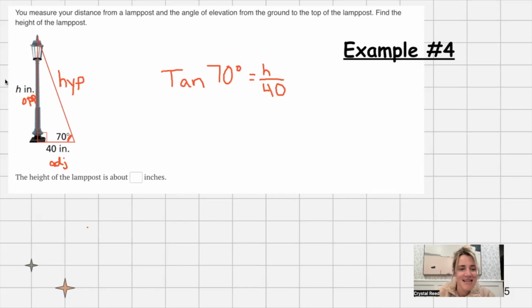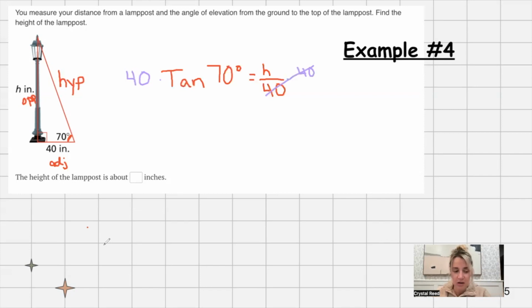This one's one of those nice ones to solve because the variable is on the top, not the bottom. We're going to multiply both sides by 40 in order to get h all by itself. What you do to one side, you must do to the other. So all we have to do now is plug that in your calculator, 40 times the tangent of 70, to get your height.